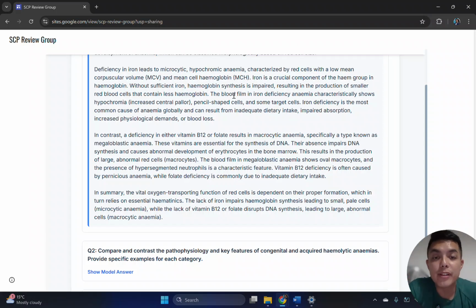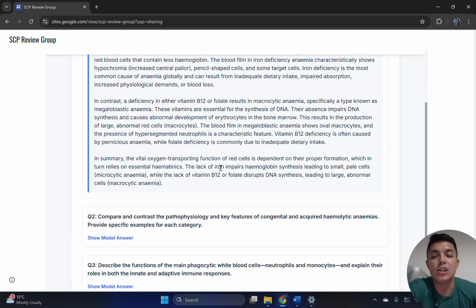So, the blood film in iron deficiency anemia characteristically shows hypochromia or an increased central pallor, pencil shaped cells, and some target cells. Iron deficiency is the most common cause of anemia globally and can result from inadequate dietary intake, impaired absorption, increased physiological demands, or blood loss.